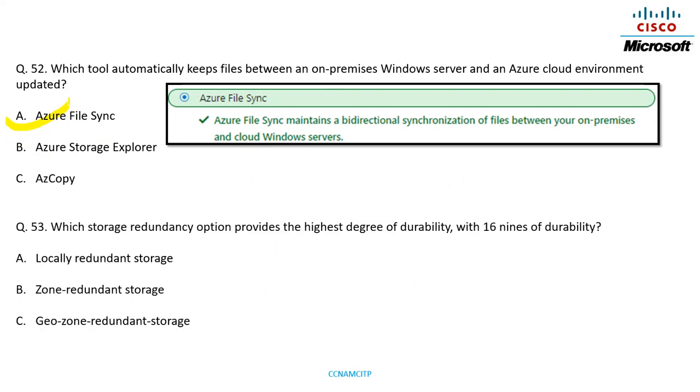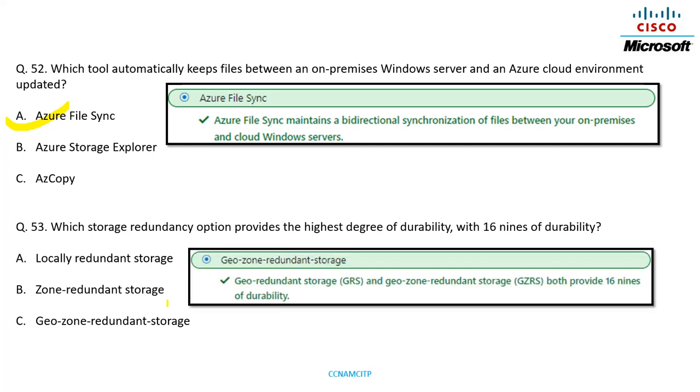And which storage redundancy option provides the highest degree of durability, with 16 nines of durability: locally redundant storage, zone redundant, or geo redundant? You have to give the one with 16 nines of durability. Okay, so geo-zone redundant gives you 16 nines, you can see here.